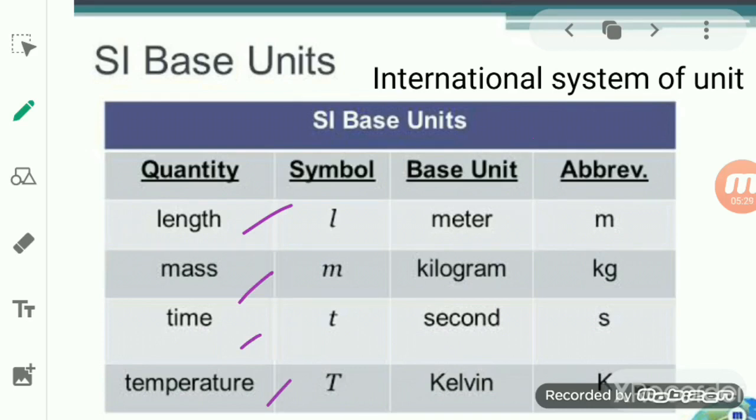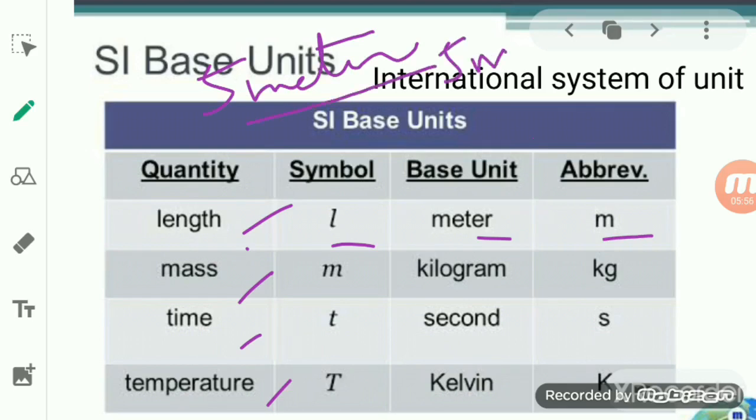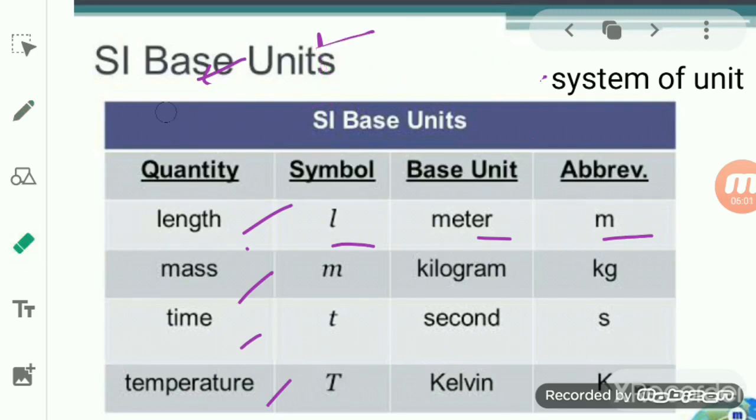So if you see here, length is represented by small l, and the basic SI unit that we use for length is the meter. Meter in abbreviated form, we write as a small m. Suppose we are writing 5 meter, instead of writing the whole word meter, we can write 5 m. So this small m tells us that it is a meter only. So length is represented by small l and meter is m.